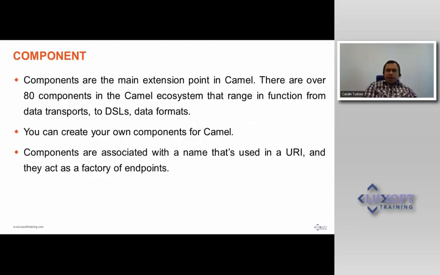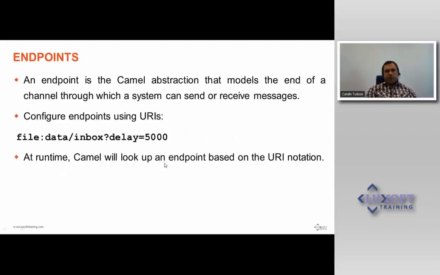A component is the main extension point in KML. I was saying that there are already over 80 components in KML, and that you can create your own components for KML. Examples of components, you may remember, are the file, the FTP, the JMS, and they are always associated with a name that's used in a URI. I have already said that they act as a factory of endpoints. Here is an endpoint, a KML abstraction that models the end of a channel.